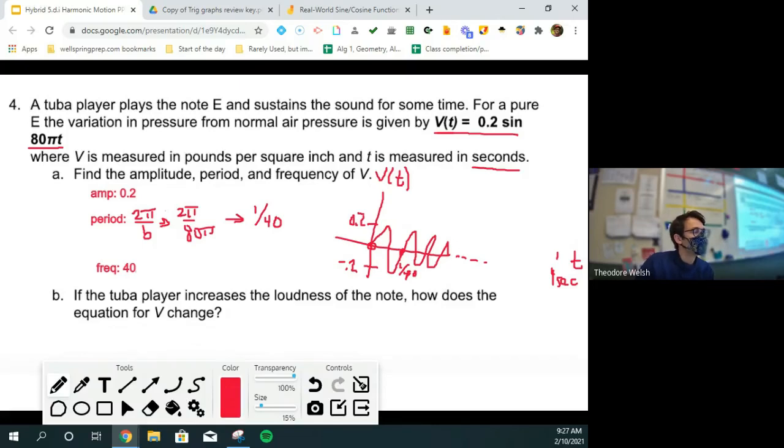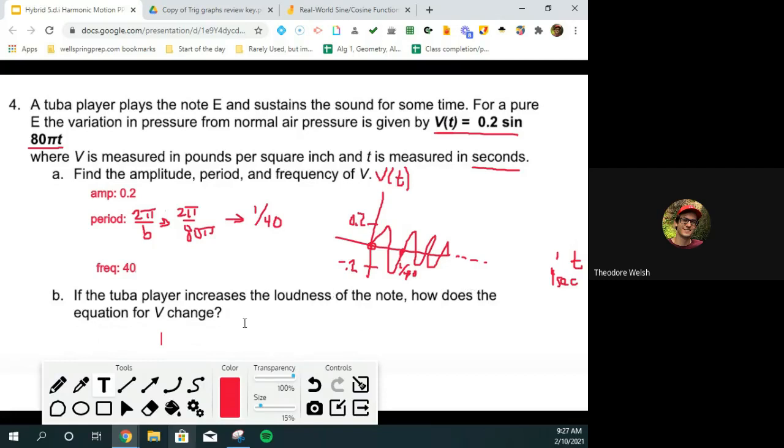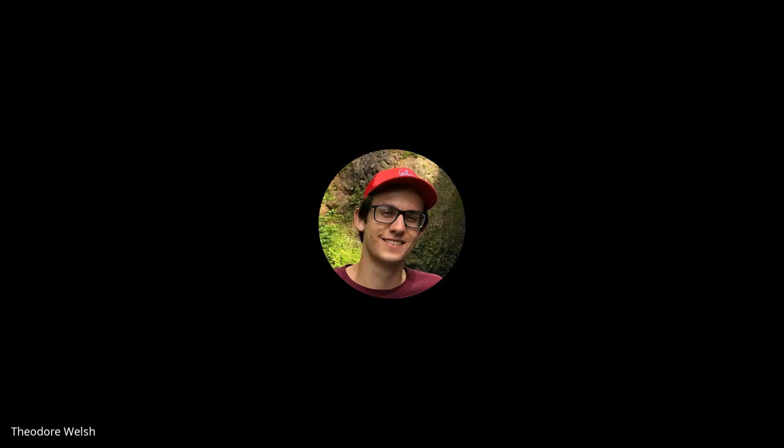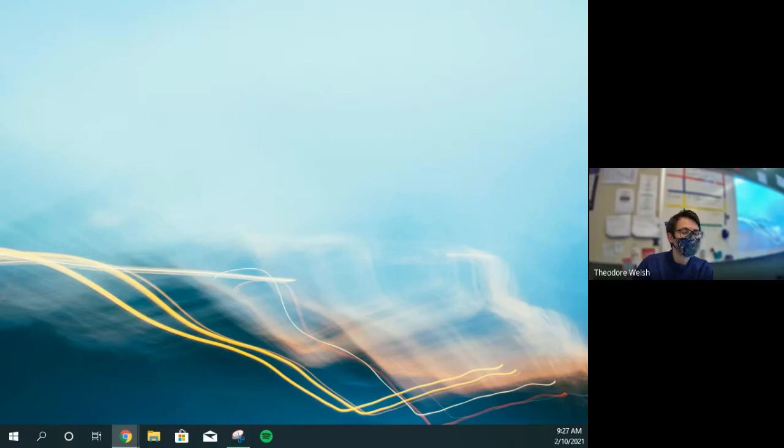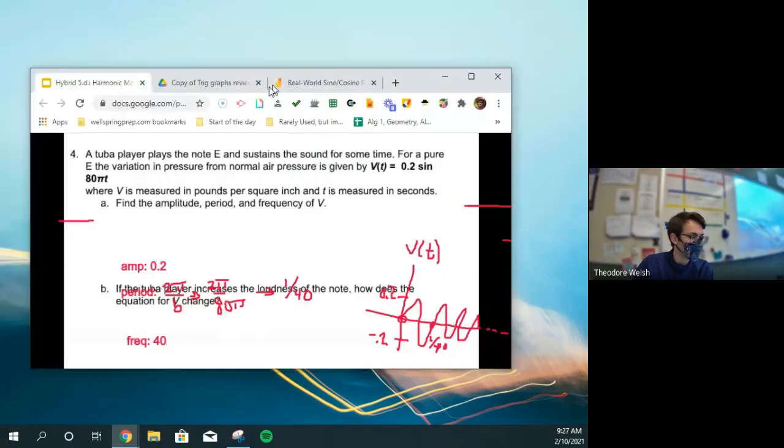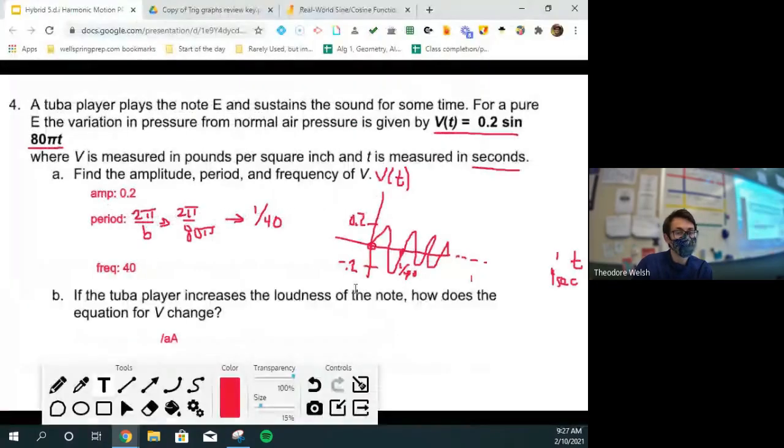Morgan? Yes, the amplitude would increase. Why do you say that? Because louder waves is like larger waves. Okay. That's good. Morgan said louder noise would be larger waves.